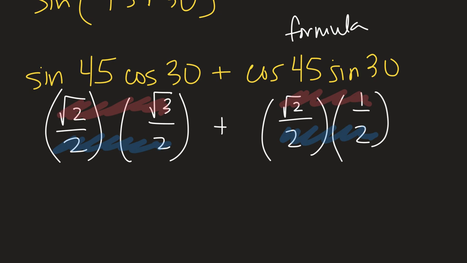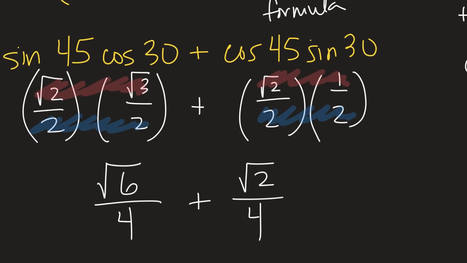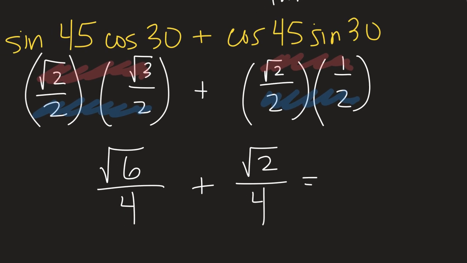Fractional multiplication. Root 2 times root 3 is root 6 over 2 times 2 is 4. Root 2 times 1 is root 2 over 2 times 2 is 4. And since these both have the same denominator, I can add my numerators together. We can't add root 6 and root 2. Those are not the same radical, so we cannot actually add them together. So we write them next to each other with a plus symbol. And then you put it over 4 because you have the same denominator.